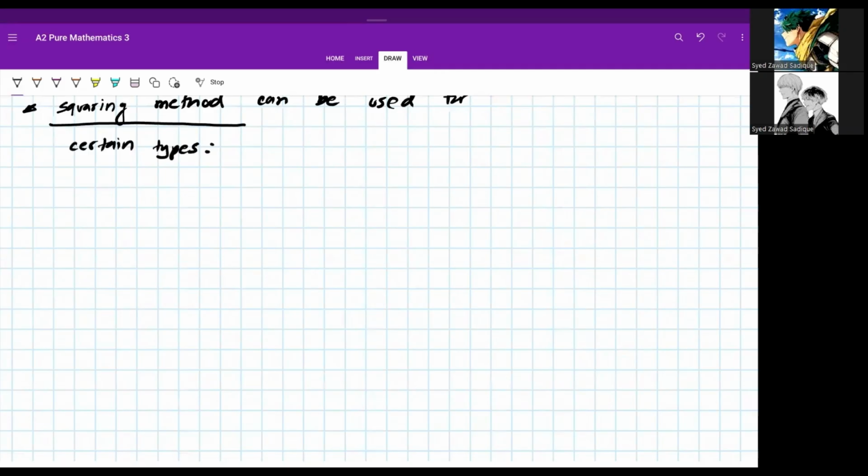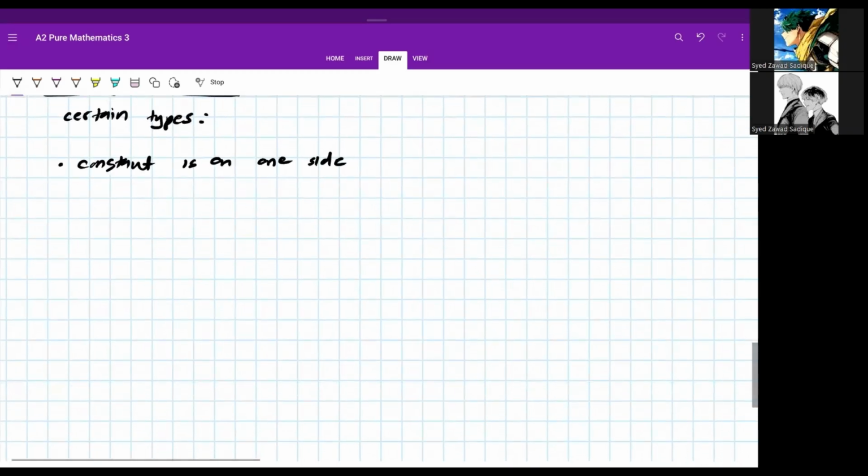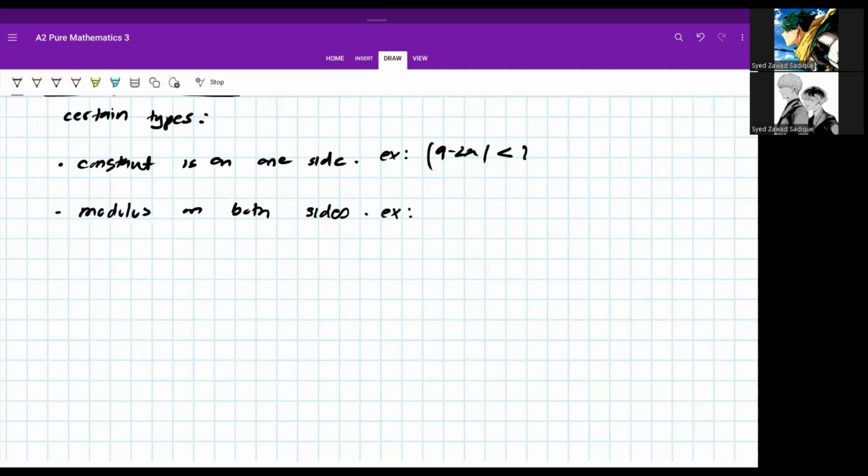Okay, example. The two types are: if a constant is on one side, for example 9 minus 2x modulus less than 1, or both sides have modulus. Modulus on both sides. Example, modulus of x minus 2 less than modulus of x.